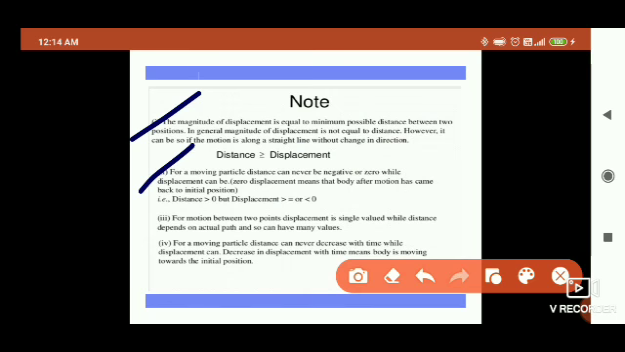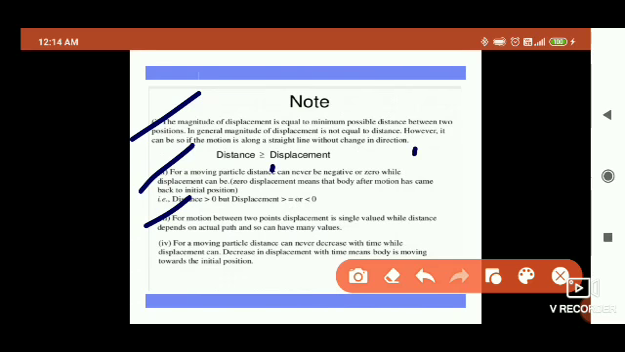Second point: for a moving particle, distance can never be negative, but it can be zero, while displacement can be zero or negative. So ultimately we can say that distance is always greater than or equal to 0, but displacement can be greater than, equal to, or less than 0, that means negative. For the motion between two points, displacement is single valued whereas distance depends upon the actual path and can have many values.